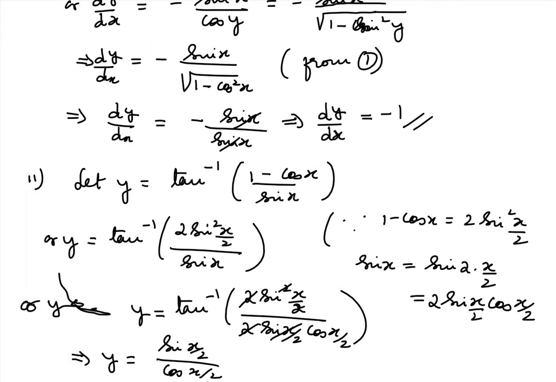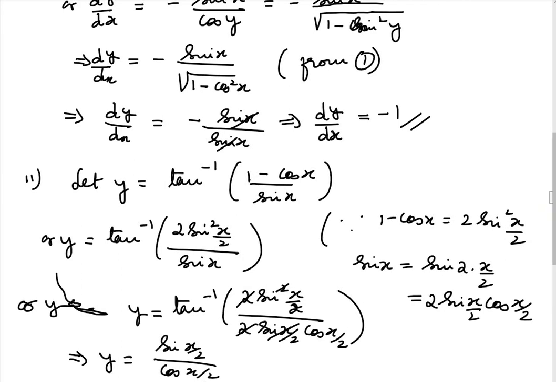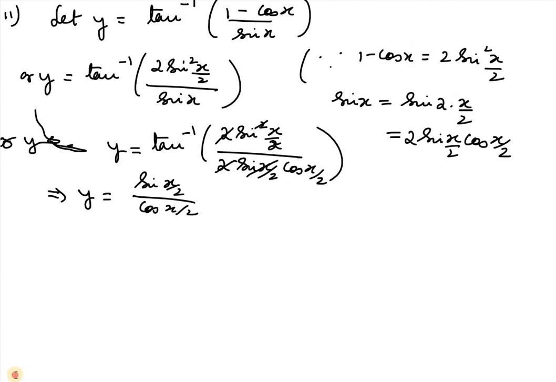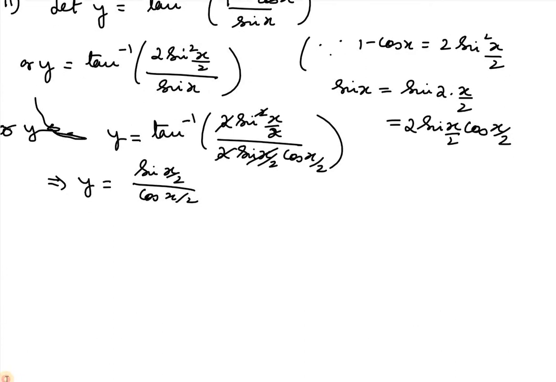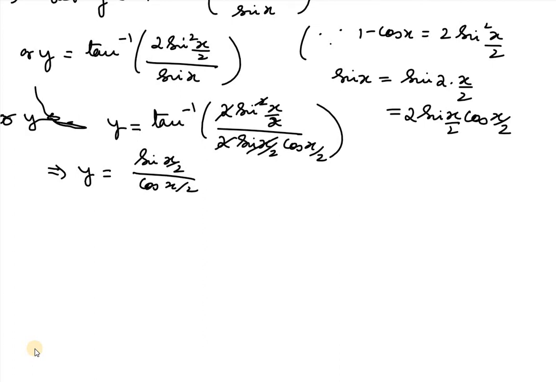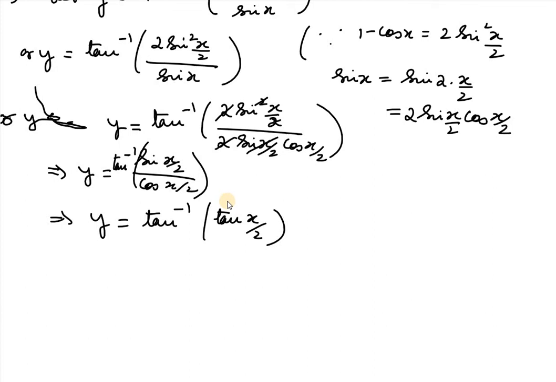Okay, there is a mistake out here in the last equation. Tan inverse should be there. So this implies that y is equal to tan inverse. Now what is the term inside the bracket? It is equal to sine x by 2 upon cos x by 2, which is same as tan x by 2. So you get here tan x by 2. Now tan inverse and tan can cancel. So finally you get y is equal to x by 2.